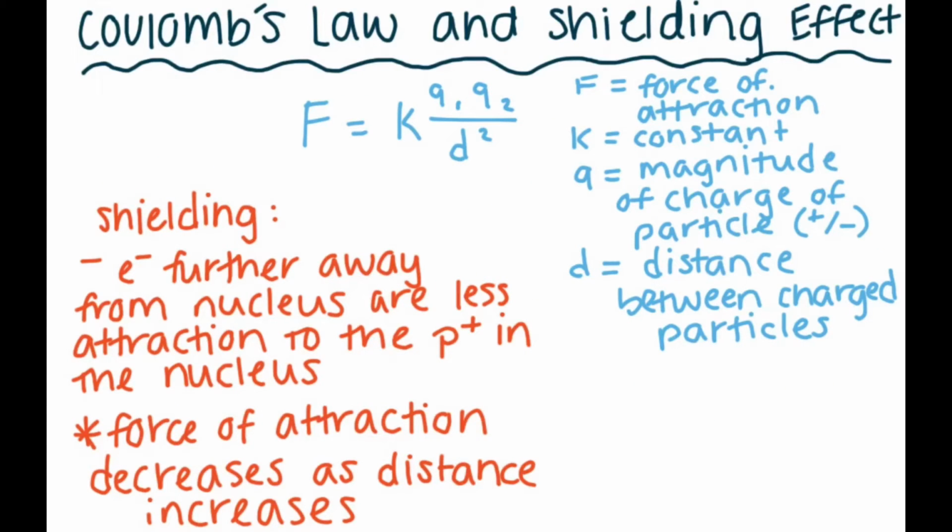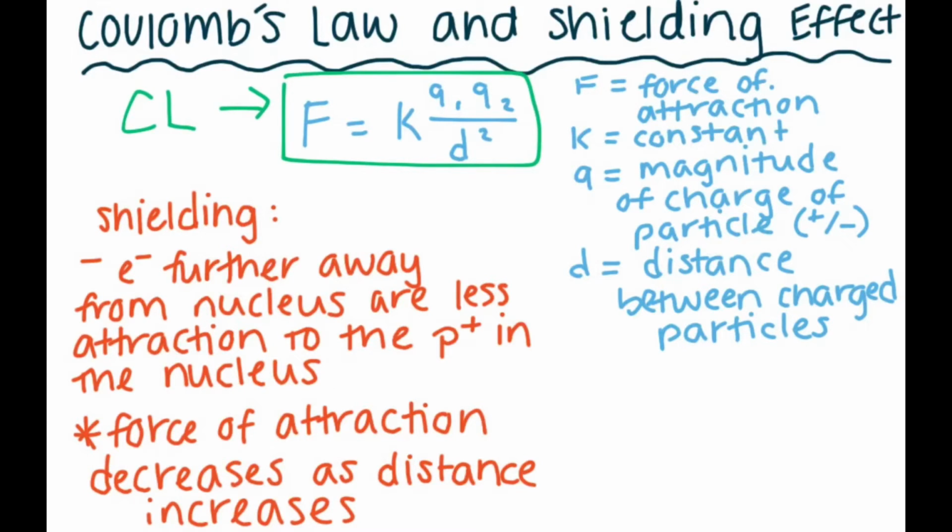So now we have Coulomb's law and the shielding effect. Coulomb's law, which is this equation, F equals k times Q1 Q2 over d squared, is basically the equation of attraction. So F is equal to the force of attraction, k is a constant, the Q's are the magnitudes of the charged particles, whether positive or negative, and d is the distance between these charged particles.